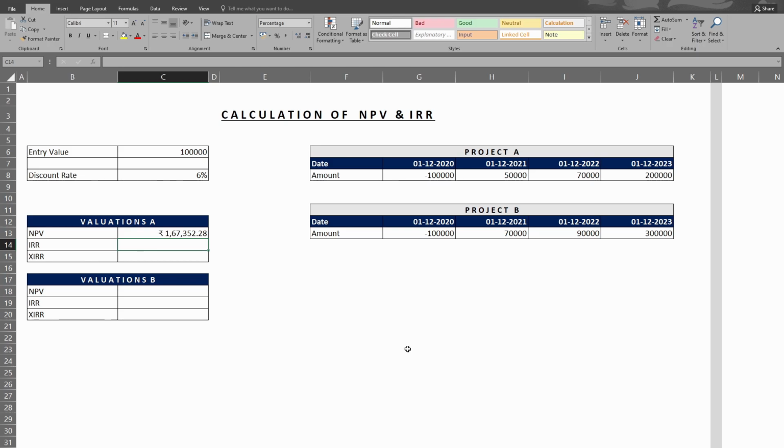Now let's go and calculate the IRR. IRR is very simple, just equal to IRR. IRR is internal rate of return. It gives you how much percent profit you get from those cash flows. IRR is always in percent form.